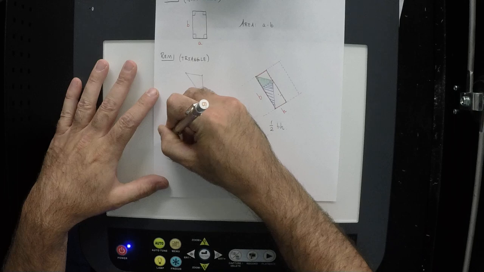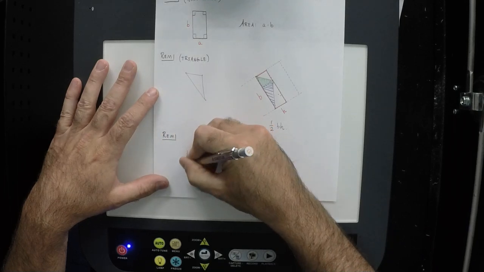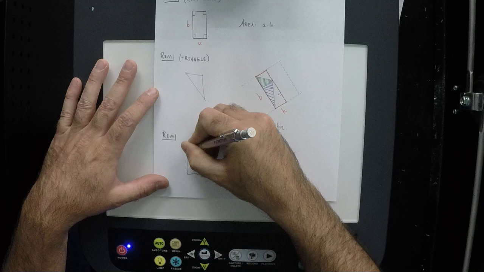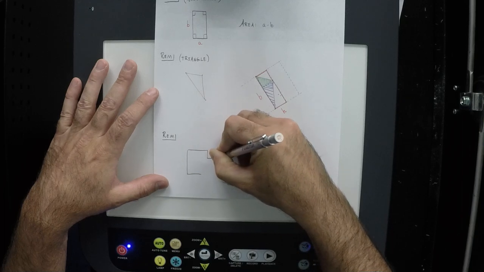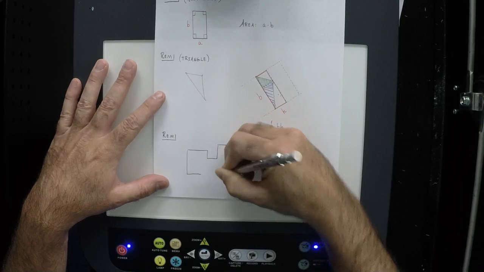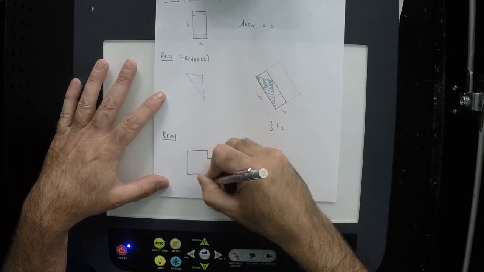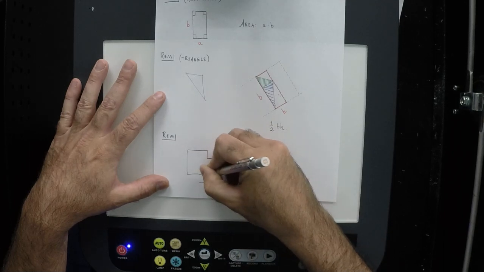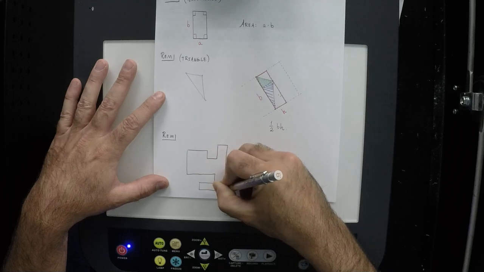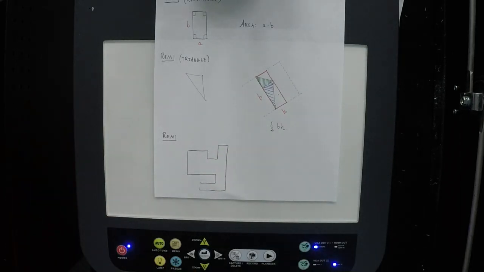Now, I could take a shape. So I'm drawing some line segments, and they're all at right angles to each other. So this is just some random thing I just drew here. Now, this shape is not common enough in human experience to have a name, right? It's not a circle, it's not a whatever, it doesn't even have a name. Okay, but it has an area.